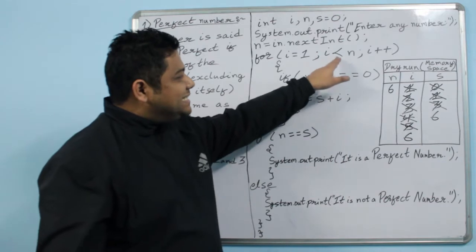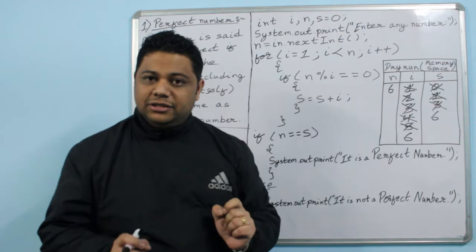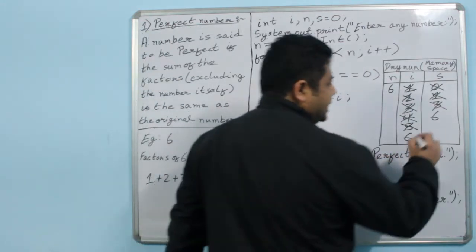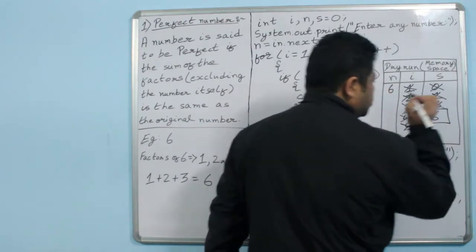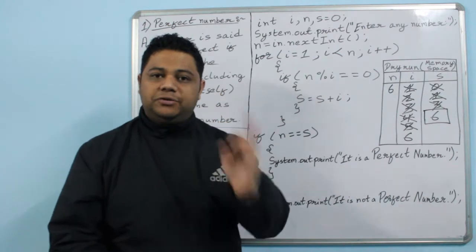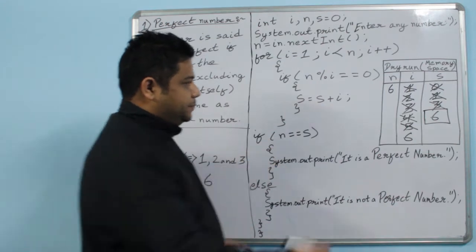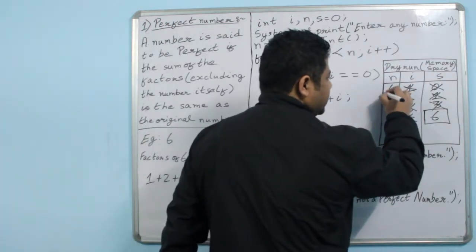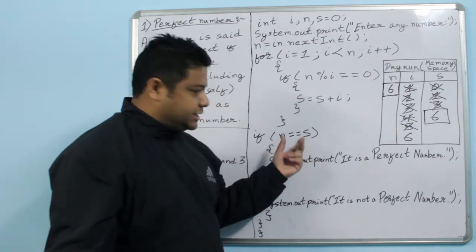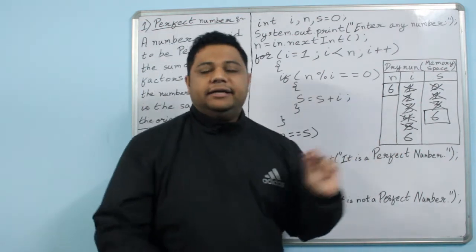Now 6 is less than 6? Because n is 6, 6 is less than 6 is false. So over here the loop gets over. Now if you notice, after the loop is over, the value of sum stored over here is 6, which is the addition of the factors 1, 2 and 3. So after the loop is over, again the if statement: n, the number, was 6, is 6 equals to sum, which is also 6? So the condition becomes true.